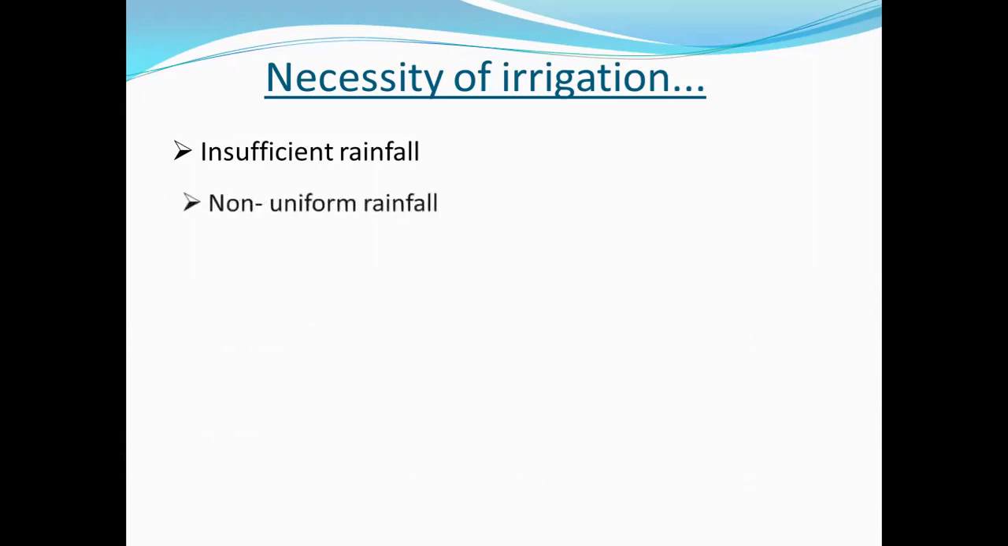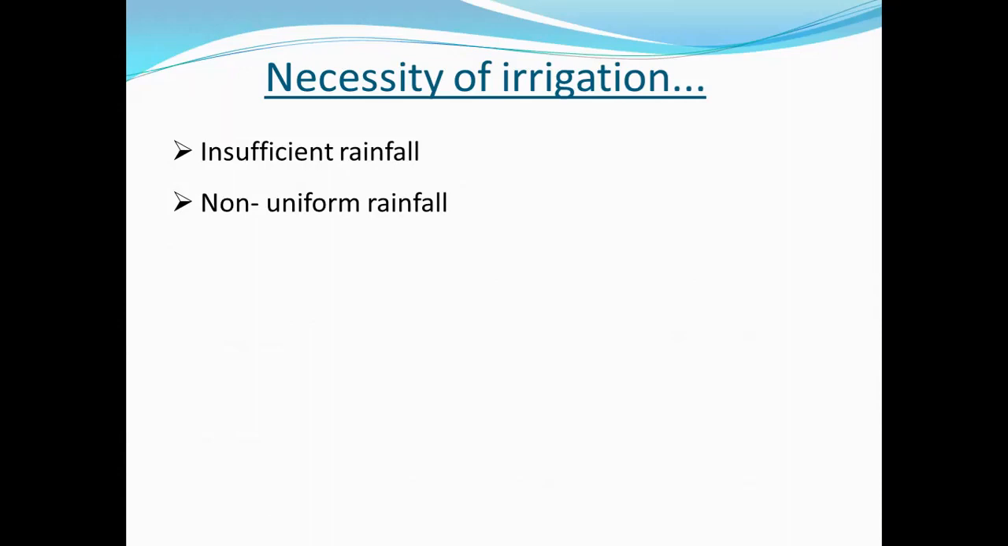The second necessity is non-uniform rainfall. The rainfall in a particular area may not be uniform over the entire crop period. During the early period of the crop, rains may be there, but no rainwater is available at the end of the crop period. In the starting period rain was available, but the crops need watering at some later periods, right? There is a first watering, second watering, third watering, but at the end of the crop period there is no rainfall.